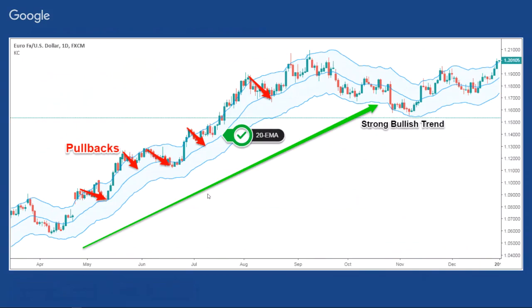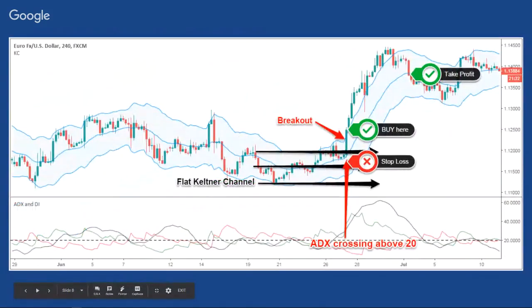But the first one we're going to look at here is the breakout strategy. The strategy pairs the Keltner channel and the ADX to find consolidation breakout opportunities. The Keltner channel is good at finding these spots of consolidation, but sometimes you need to use other indicators to help you time your entries. So in this case, the ADX helps time the entries on these breakouts.